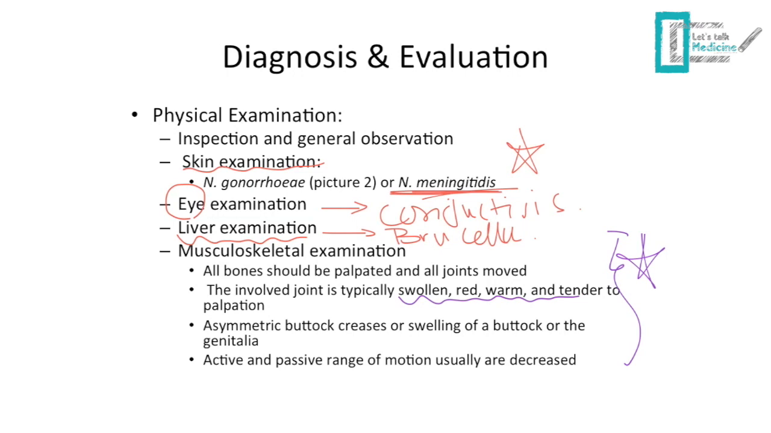Sometimes when you have septic arthritis of the hip, the erythema and redness are not apparent, but they usually have an asymmetric buttock crease or swelling of the buttock and genitalia. So that's for hip septic arthritis. Another thing you should also consider is the active and passive range of motion, and both of them are usually decreased in the case of septic arthritis.